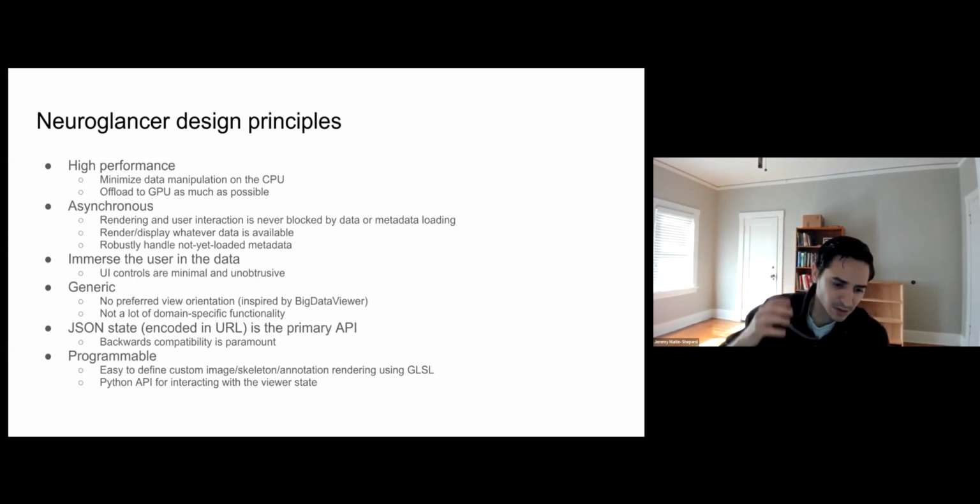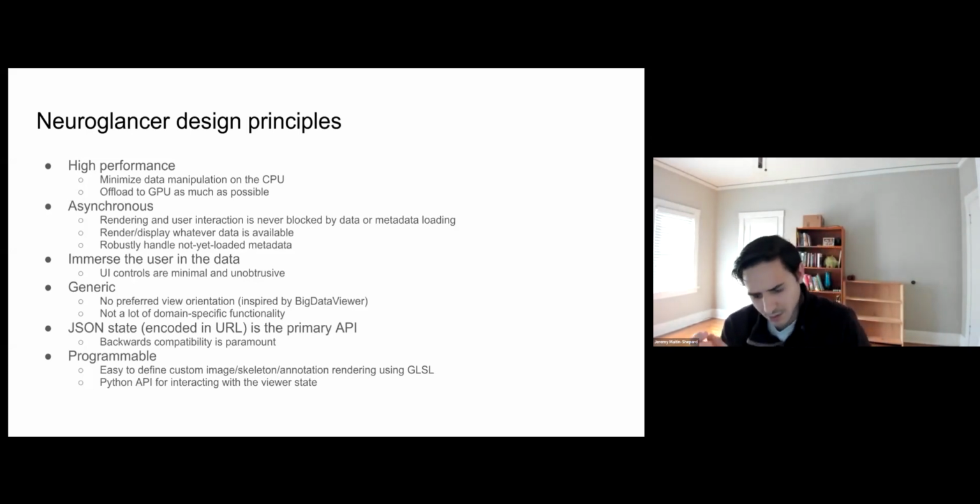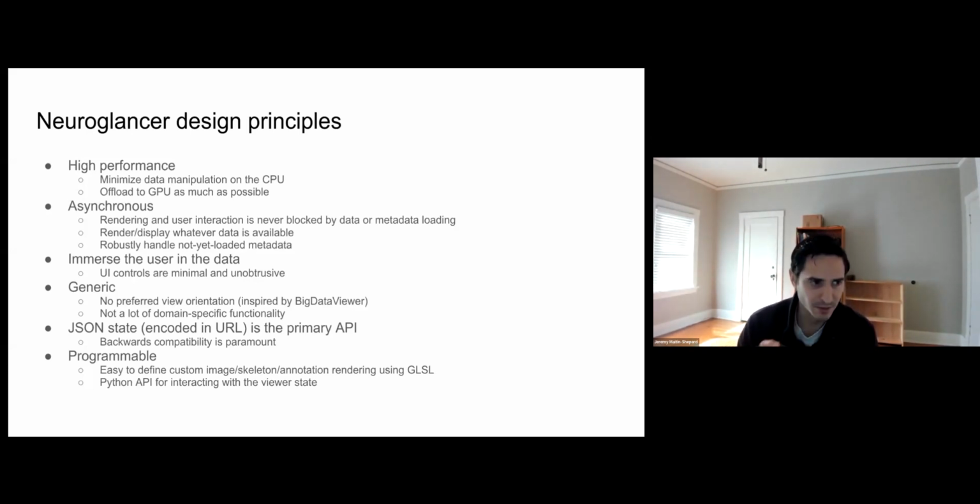For example, if you open a saved Neuroglancer state, initially none of the metadata is available. And so as the metadata for the different data sources become available, Neuroglancer will begin to be able to render them. And so if only some of the layers' metadata has loaded, then that's what will be rendered, and other layers just won't be rendered. But the rendering of the entire view is not blocked by some of the metadata being loaded.